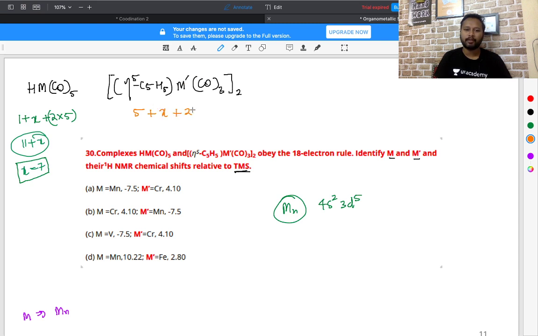Each CO will give you 2 electrons. So 2 into 3, okay, that's what you will get. So this will be 5 plus X plus 2 into 3 is 6. And 1 we will get from the metal-metal bond, because it's given it's twice, right?